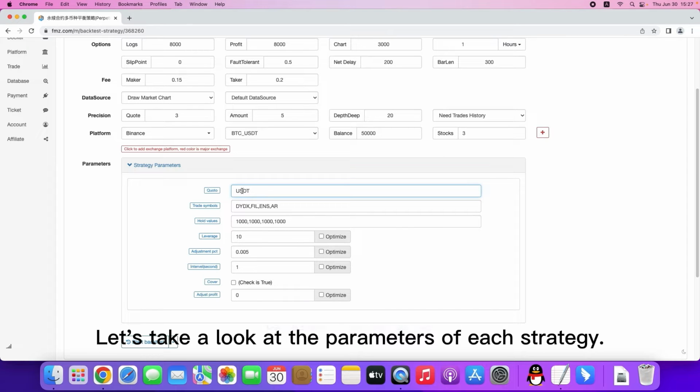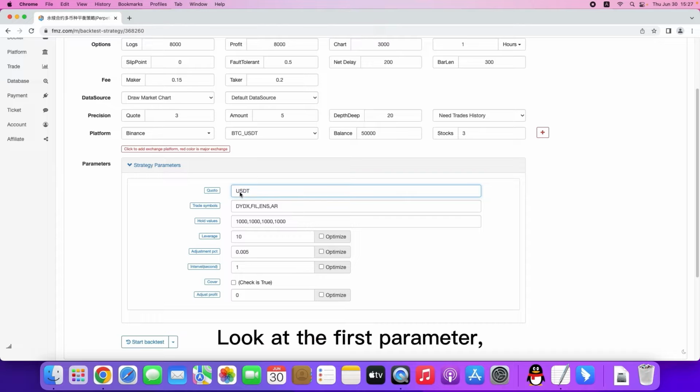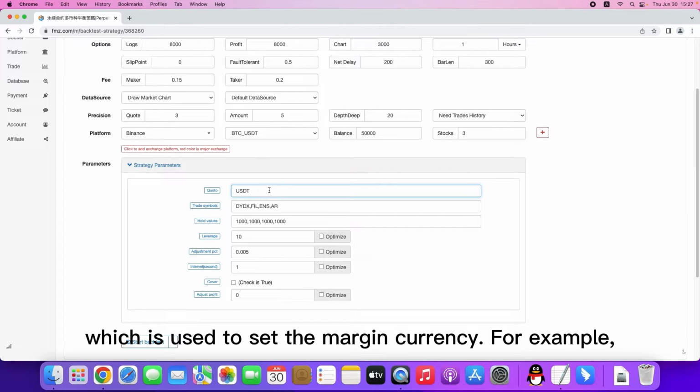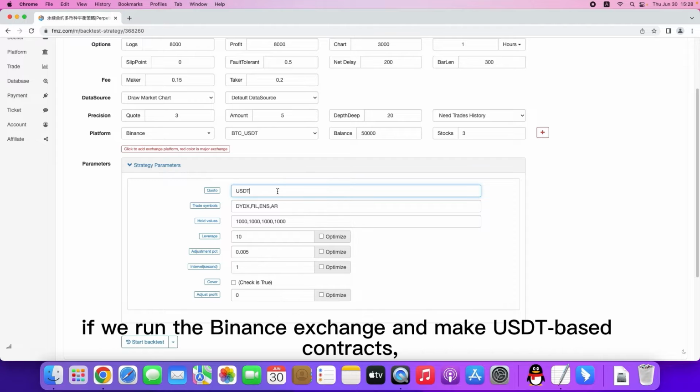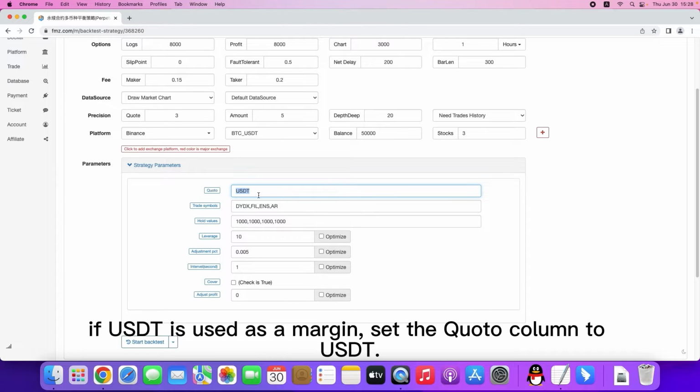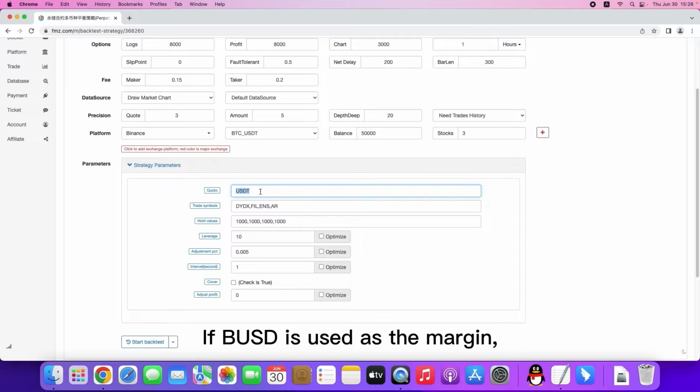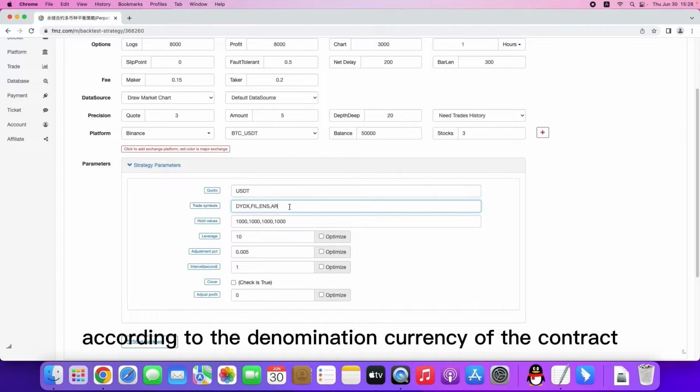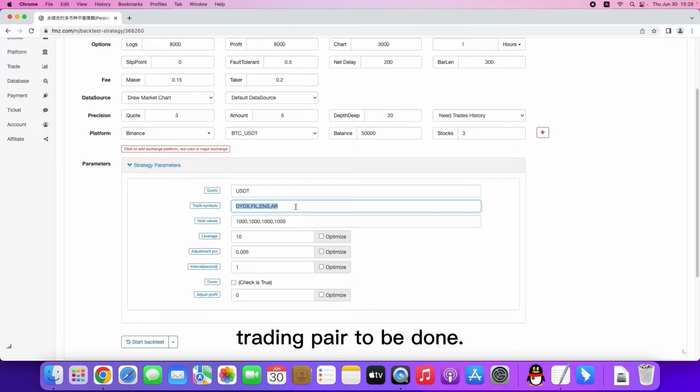Let's take a look at the parameters of the strategy. Look at the first parameter, which is used to set the margin currency. For example, if we run the Binance exchange and make USDT-based contracts, if USDT is used as margin, set it to USDT. If BUSD is used as the margin, it can be set to BUSD. That is, it is set according to the denomination currency of the contract trading pair to be done.